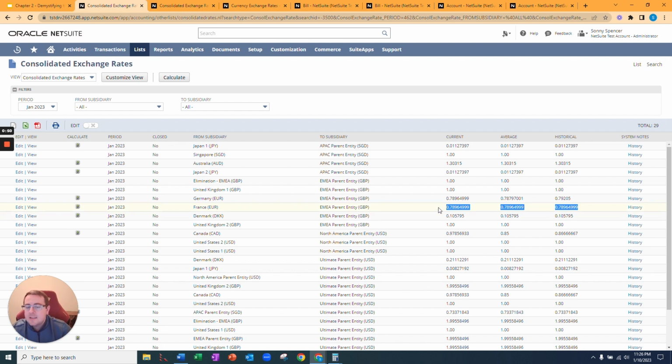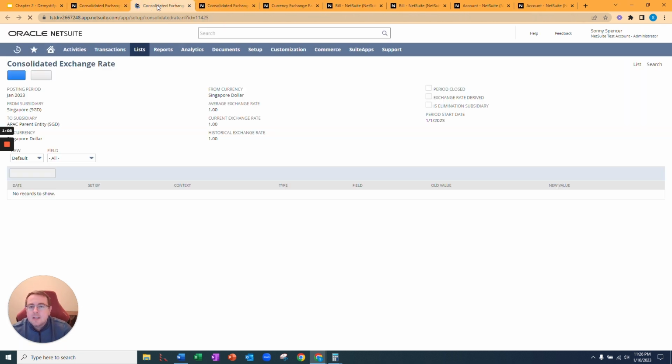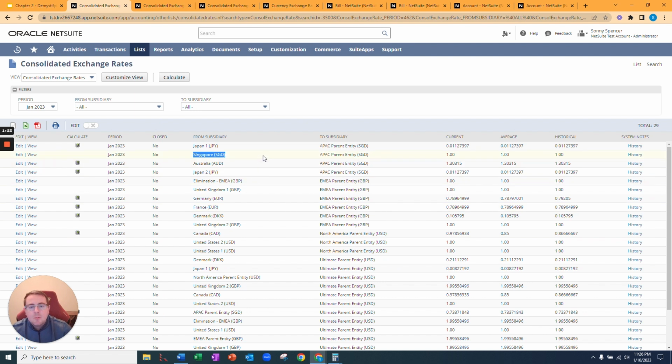Let's take a look at the other use cases that we had mentioned, where the current, average, and historical rates are 1 because the currency pair is the same. So let's take a look at our Singapore entity that rolls up to our APAC parent entity, both of which are measured in the Singapore dollar. When we take a closer look at the consolidated exchange rate, we can see here the rates are 1, and that the exchange rate derived checkbox is not checked because there is no exchange rate to derive. It's always 1. But let's come back to our consolidated exchange rates table and look at a scenario where the consolidated exchange rates are indeed derived.